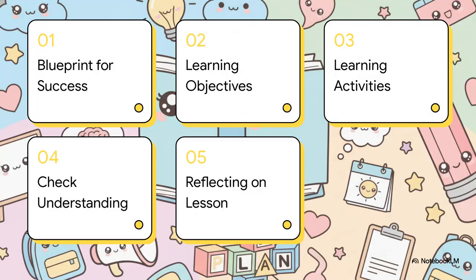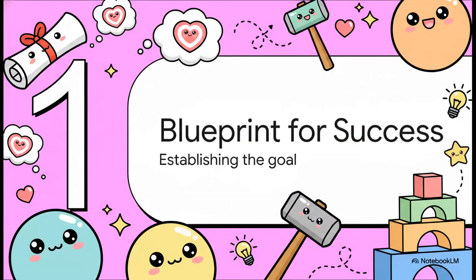Here is our roadmap for today. We'll be covering 1. The blueprint for success. 2. Setting clear learning objectives. 3. Designing engaging learning activities. 4. Checking for student understanding. And 5. Reflecting on your lesson. Starting off with Section 1, the blueprint for success.